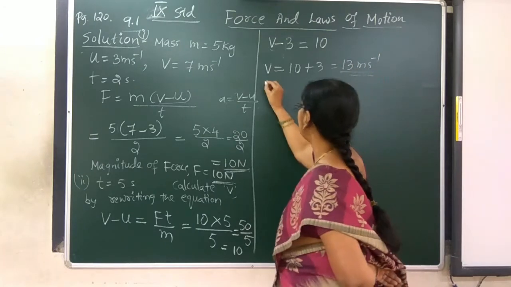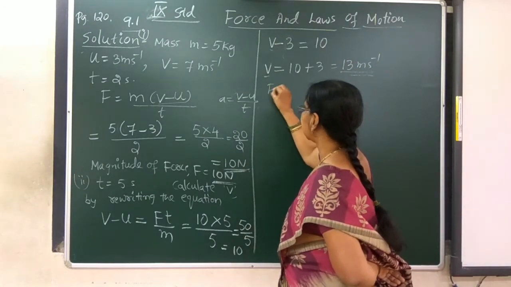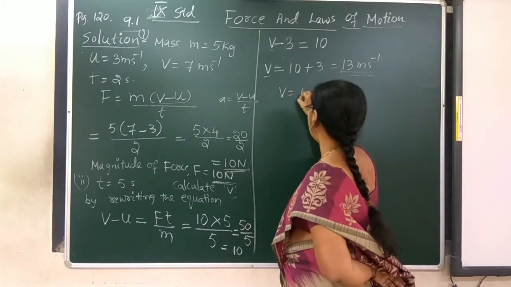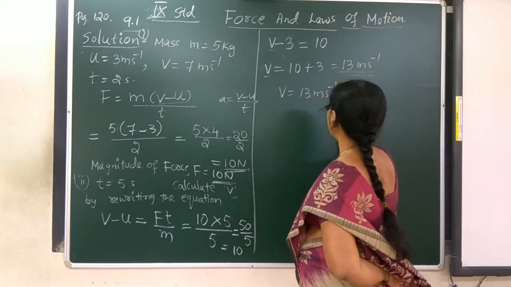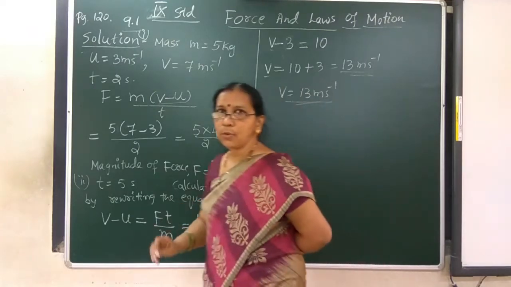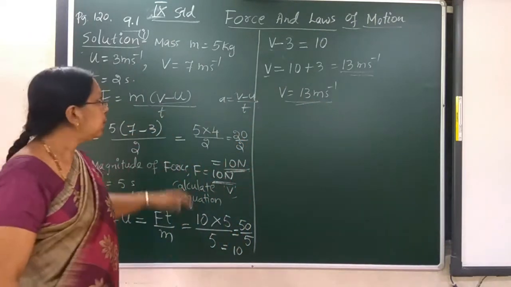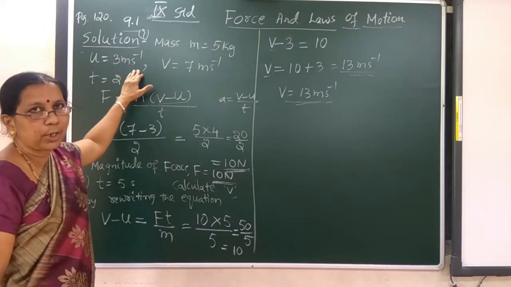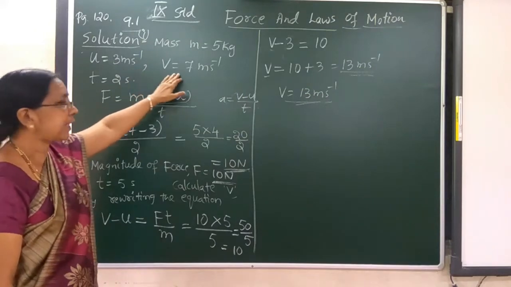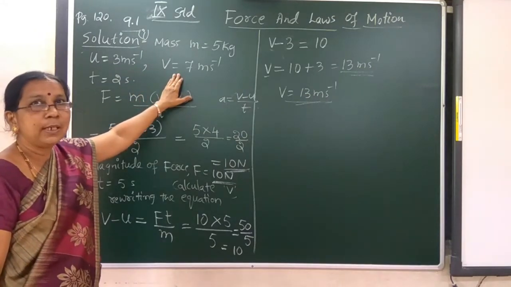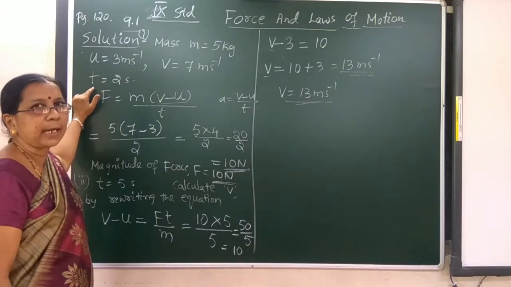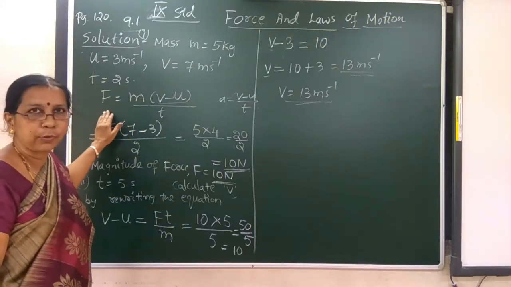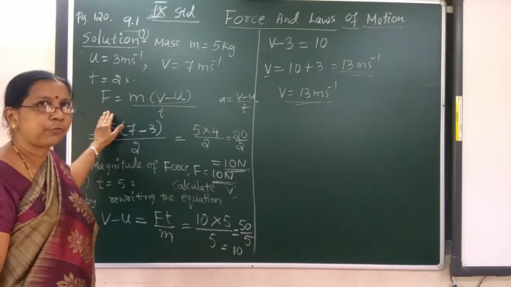So what is the final velocity? Velocity V is equal to 13 meter per second. Got it now? How to find? First write whatever is given. Mass is given 5 kg. Initial velocity is given 3 meter per second. Final velocity is given 7 meter per second. And time T is 2 seconds. So using this data, you have to find the magnitude of force applied.